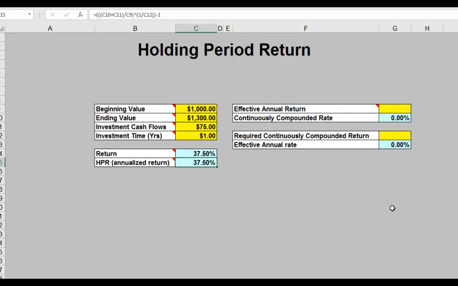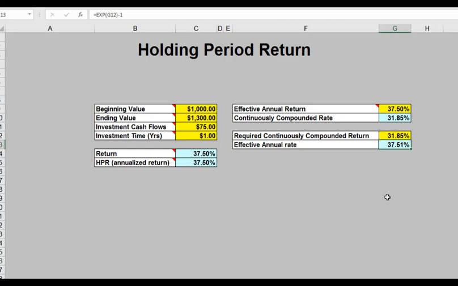So we could ask some other questions. These are really more theoretical. If you knew that the effective rate of return was 37.5%, what is that rate in a continuously compounded rate? That is 31.85%. And of course, if you knew that the continuously compounded rate was at 31.85, what would the effective rate be? That would be 37.51 in this case, because I didn't round everything out.